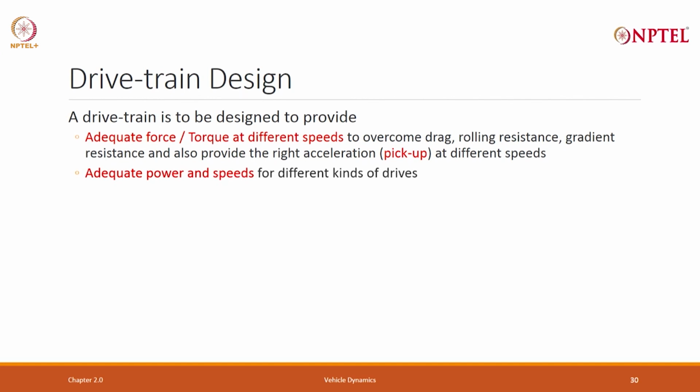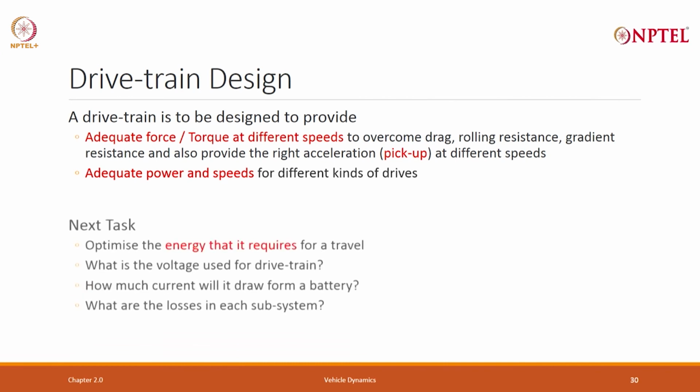Torque and power are two different things, they are related. Force is multiplied by the wheel radius to give you torque, and force is multiplied by velocity to give you power. So, power and speed become very important, while torque is somewhat independent of speed for the different kinds of drive.